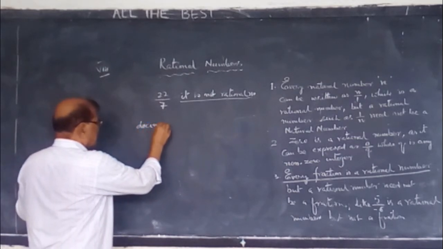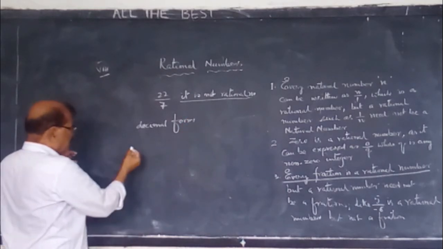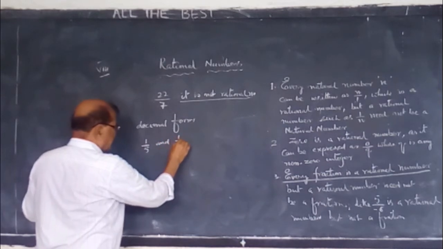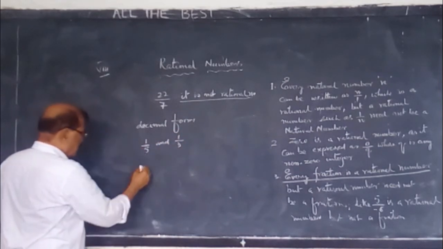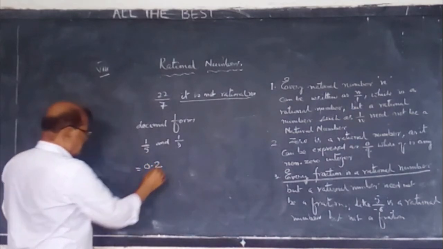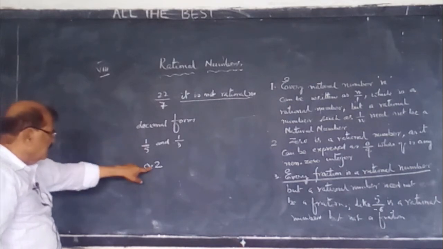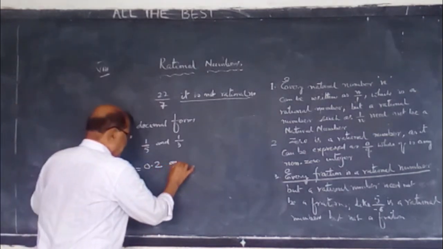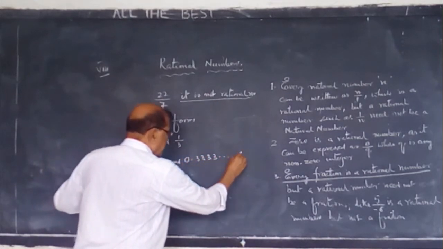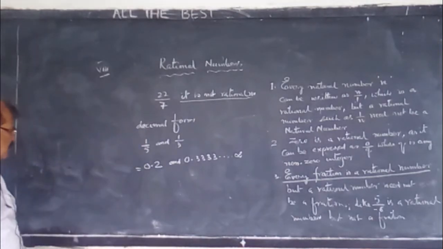Decimal form. Now let us observe 2 examples: 1 by 5 and 1 by 3. The value of 1 by 5 in decimal form is 0.2. 1 divided by 5, you get 0.2. And 1 by 3 is 0.3333 up to infinity. Here you find two types of decimals.